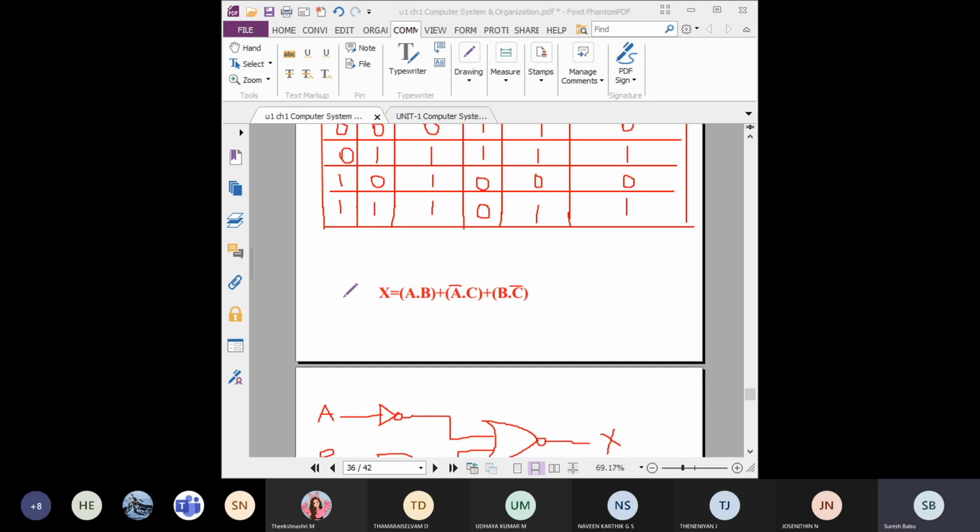So kindly practice. You have to make a logic circuit for this. First find the logic circuit, then find the truth table. After completing, students share with me.